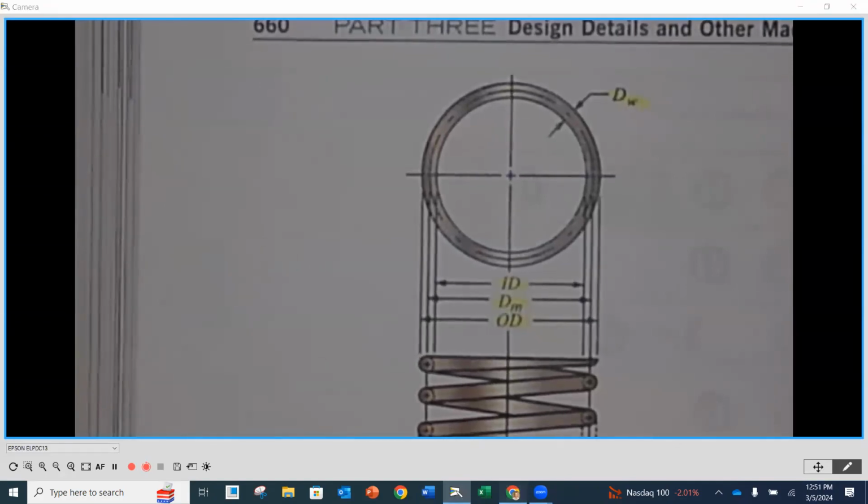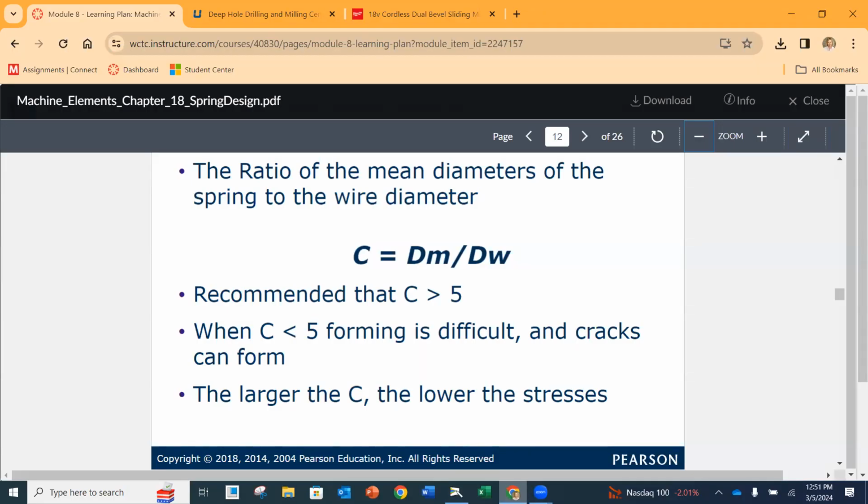That's going to be my mean diameter. And what I'm going to do is look at that ratio, that mean diameter divided by the diameter of the wire. And design recommendations say we want that C, that spring index, to be greater than 5. If it's less than 5, it's going to be hard to form because it's going to be taking a sharper curve, and it could actually form cracks when that's happening. And then that's a failure. It's not going to perform the way it's supposed to. So this ratio we want to be greater than 5. The larger the C, the lower the internal stresses are as we're making that spring.